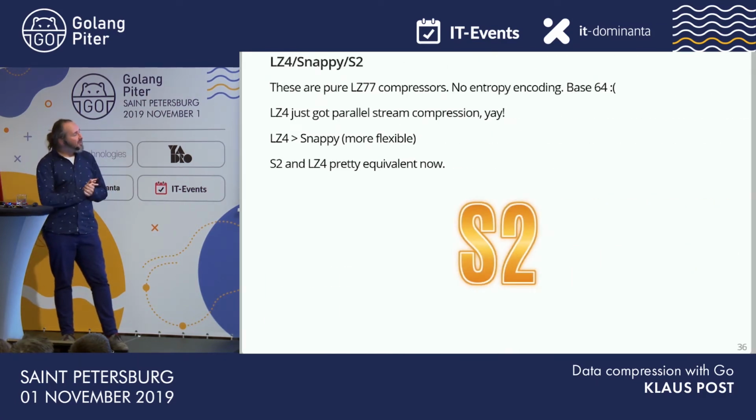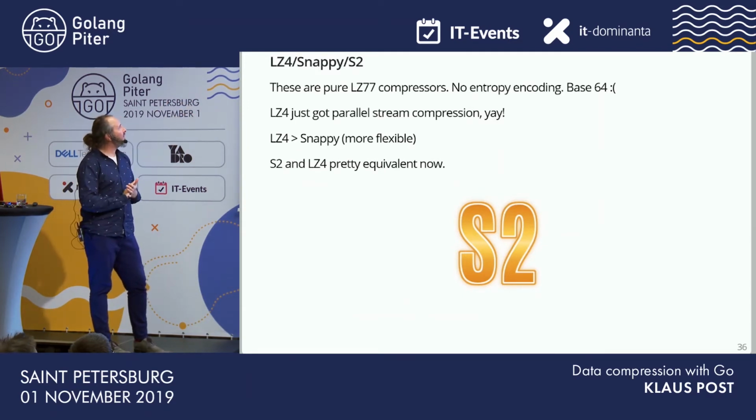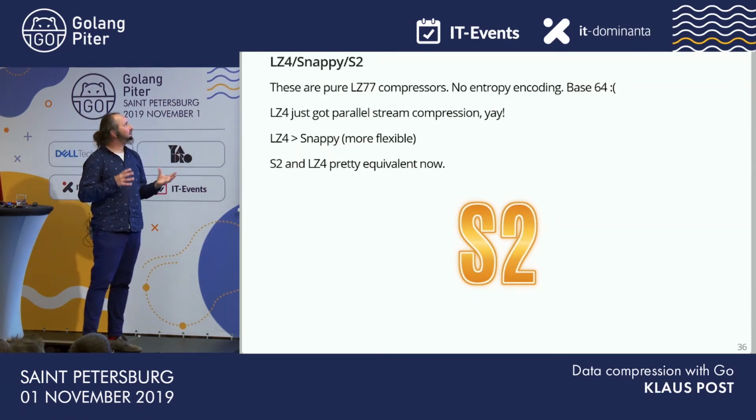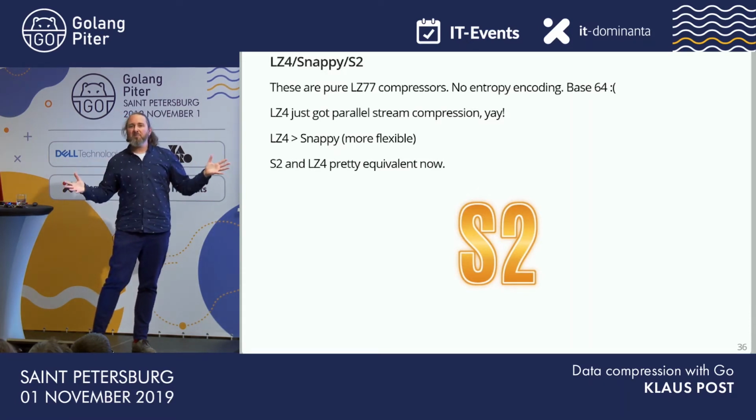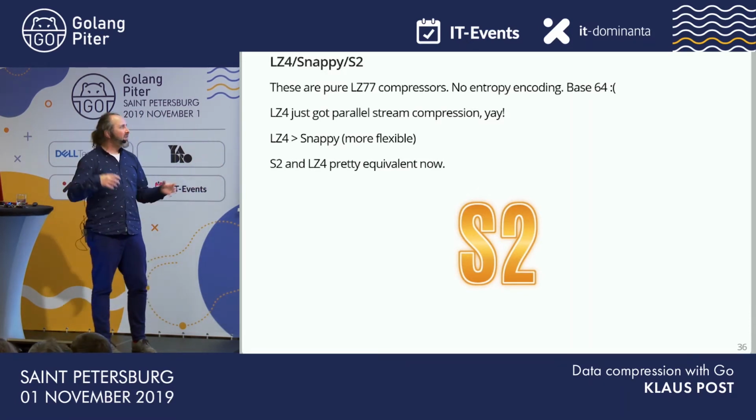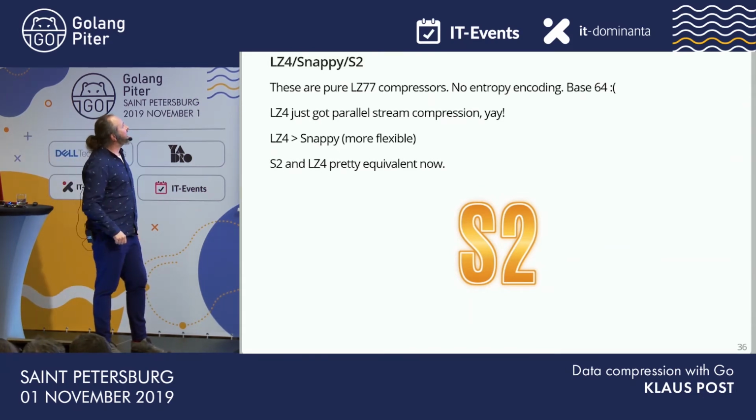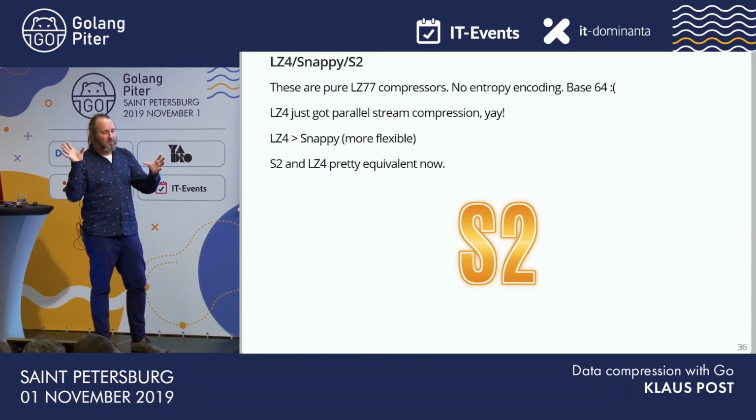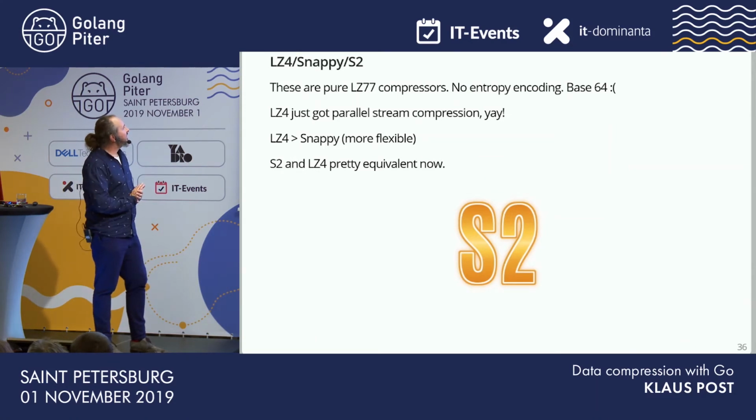Good. Let's get into some real compression schemes. So we have the group I already mentioned a few times: LZ4, Snappy, and S2. They're pure LZ77 compressors. There's no entropy encoding. So if you have random but base64 encoded data, you'll probably not get any compression, because it doesn't do any entropy compression to try to reduce the actual input. It's only looking for matches, which in random data are not going to be there.